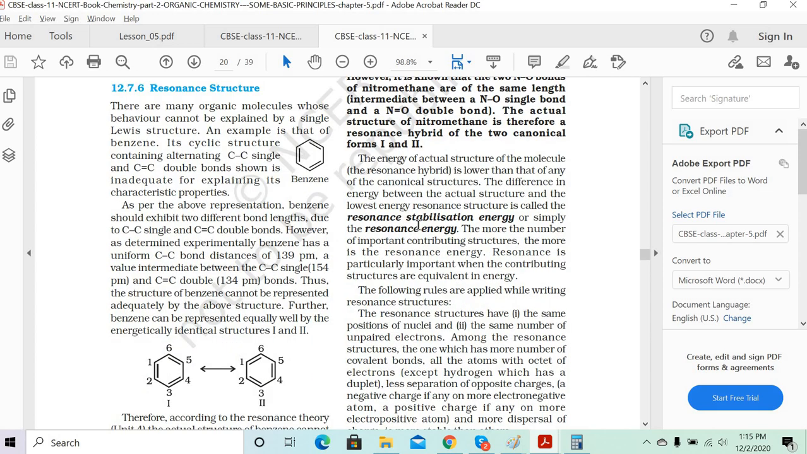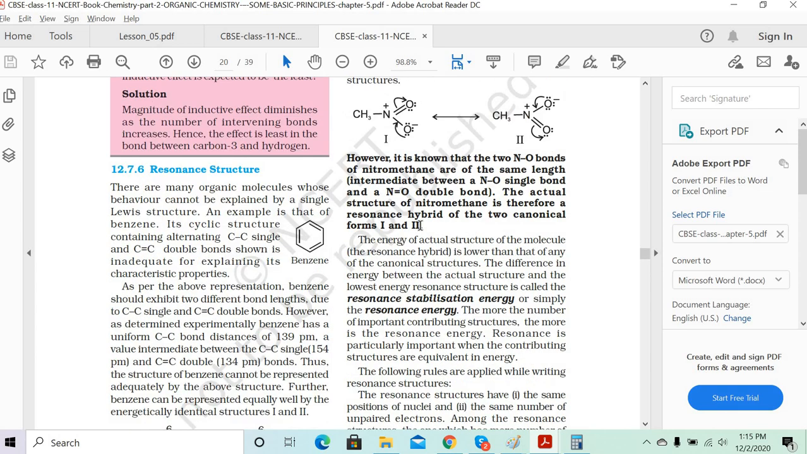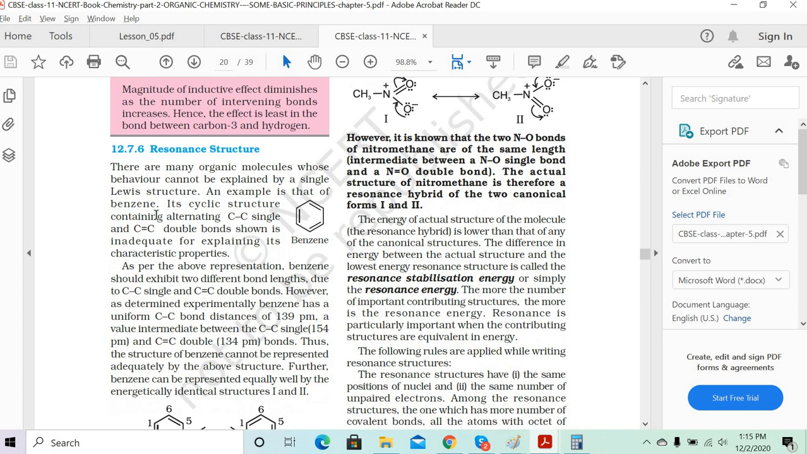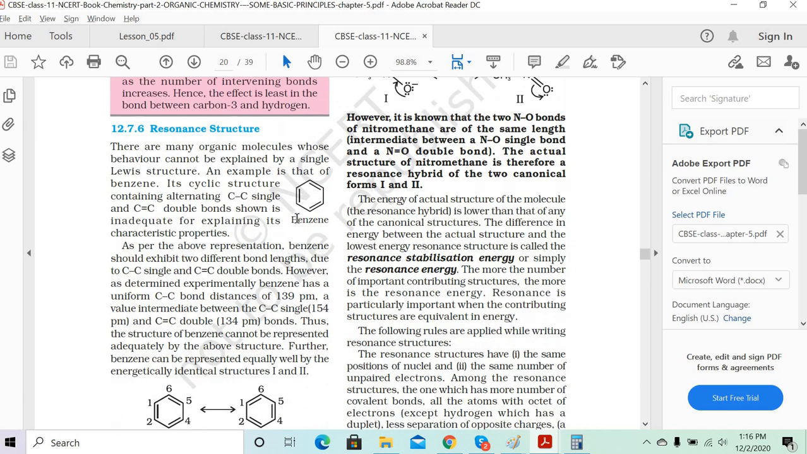Now we'll try to understand the resonance structure. What is the resonance part? There are many organic molecules whose behavior cannot be explained by a single Lewis structure. An example is benzene. Its cyclic structure containing alternating C-C single bonds and double bonds is inadequate for explaining its characteristic properties. Resonance is the most important part which we are going to learn, because this is the basis of all organic reactions.